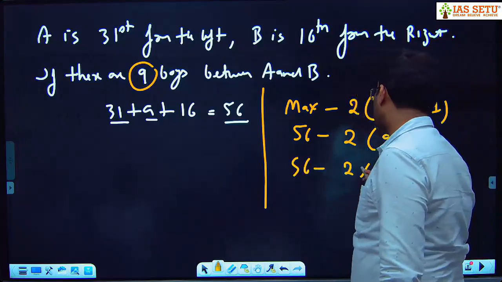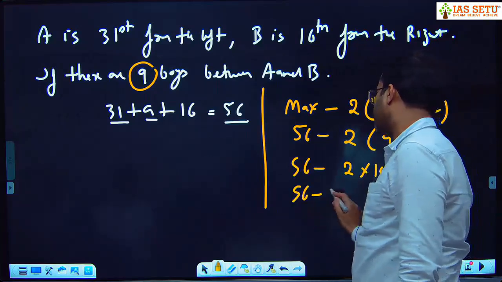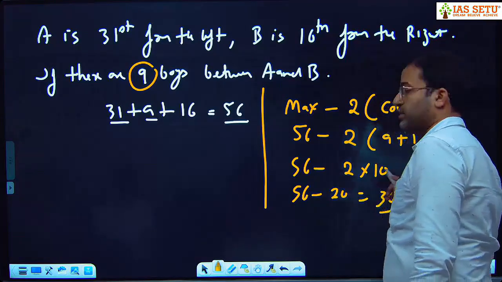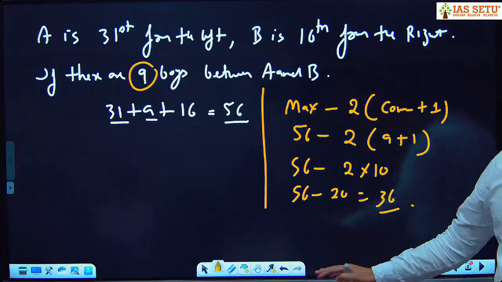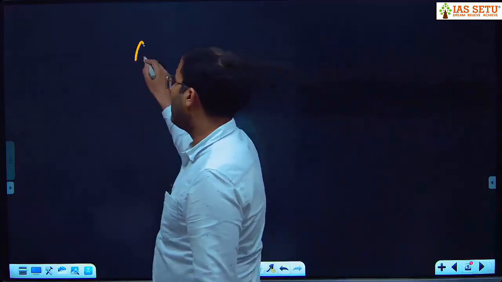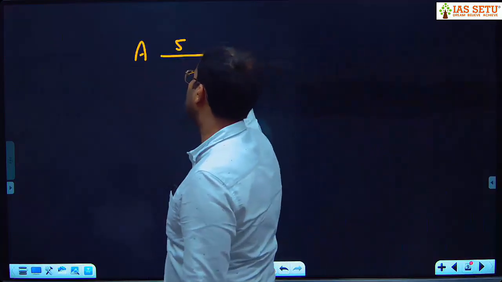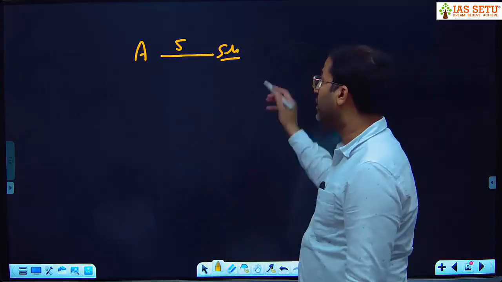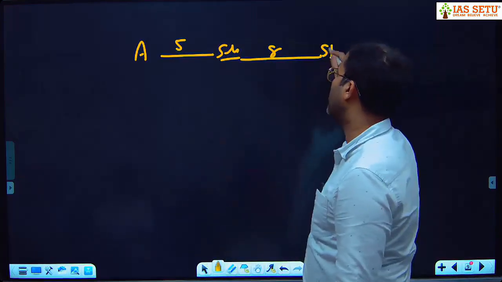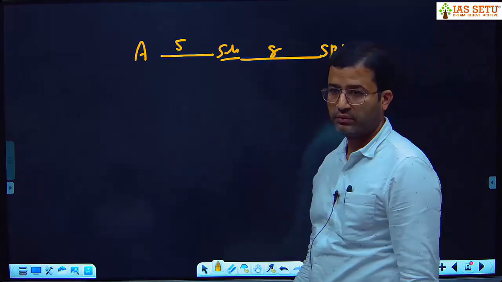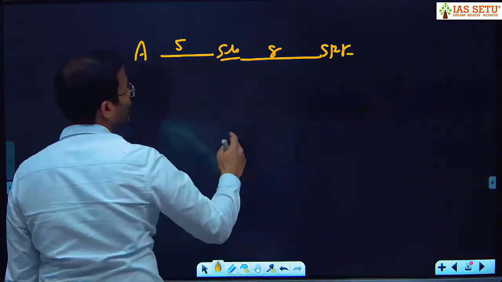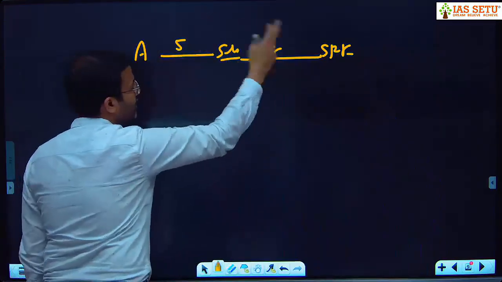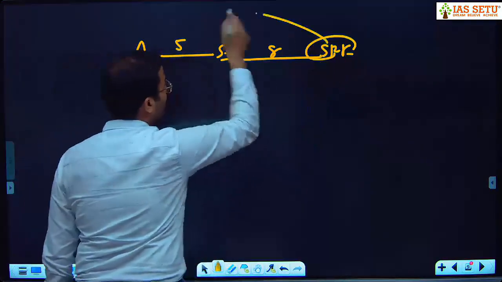$56 minus 2 into 10, 56 minus 20, 36. Okay, is this clear? Now here the point is, there are 5 persons between Amir and Salman. There are 8 persons between Salman and Shahrukh. Okay. So here, what is important? Whose position are you changing? Amir Khan or Shahrukh Khan? We are changing Shahrukh Khan's position.